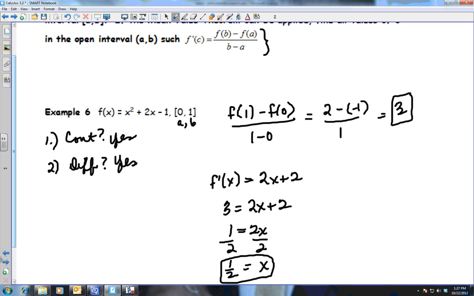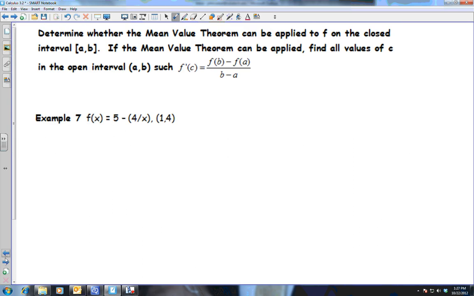Okay, so we have one more example. Determine whether the mean value theorem can be applied. If the mean value theorem can be applied, find all values of c in the open interval such that f prime of c equals f of b minus f of a over b minus a. So is this continuous from 1 to 4? Yes, it's continuous. If you're not sure, you can graph it, or I can plug in all my numbers and make sure I don't ever get undefined in there.